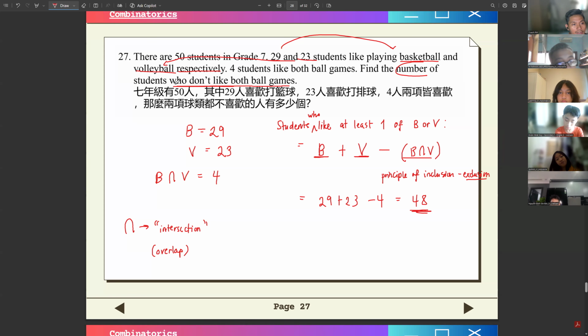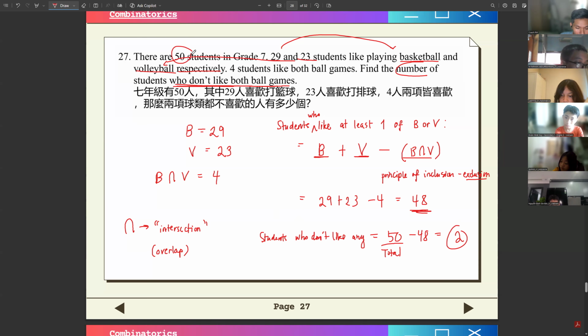So when we're talking about students who don't like, it's the opposite of this, right? Students who don't like any. So it's just equal to the total minus this 48. 50 minus 48. So that's just equal to 2. This is the total, no? From the given. So the answer is just 2.